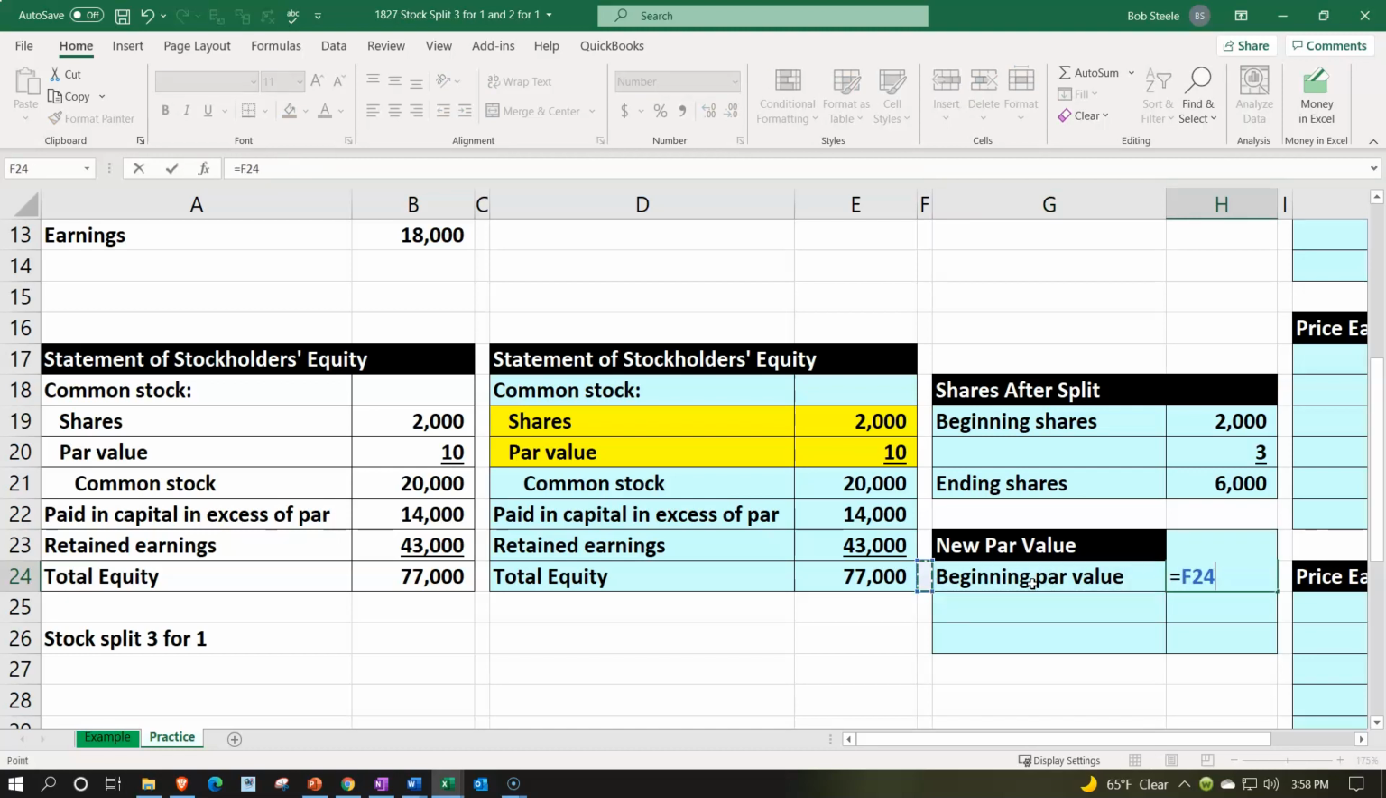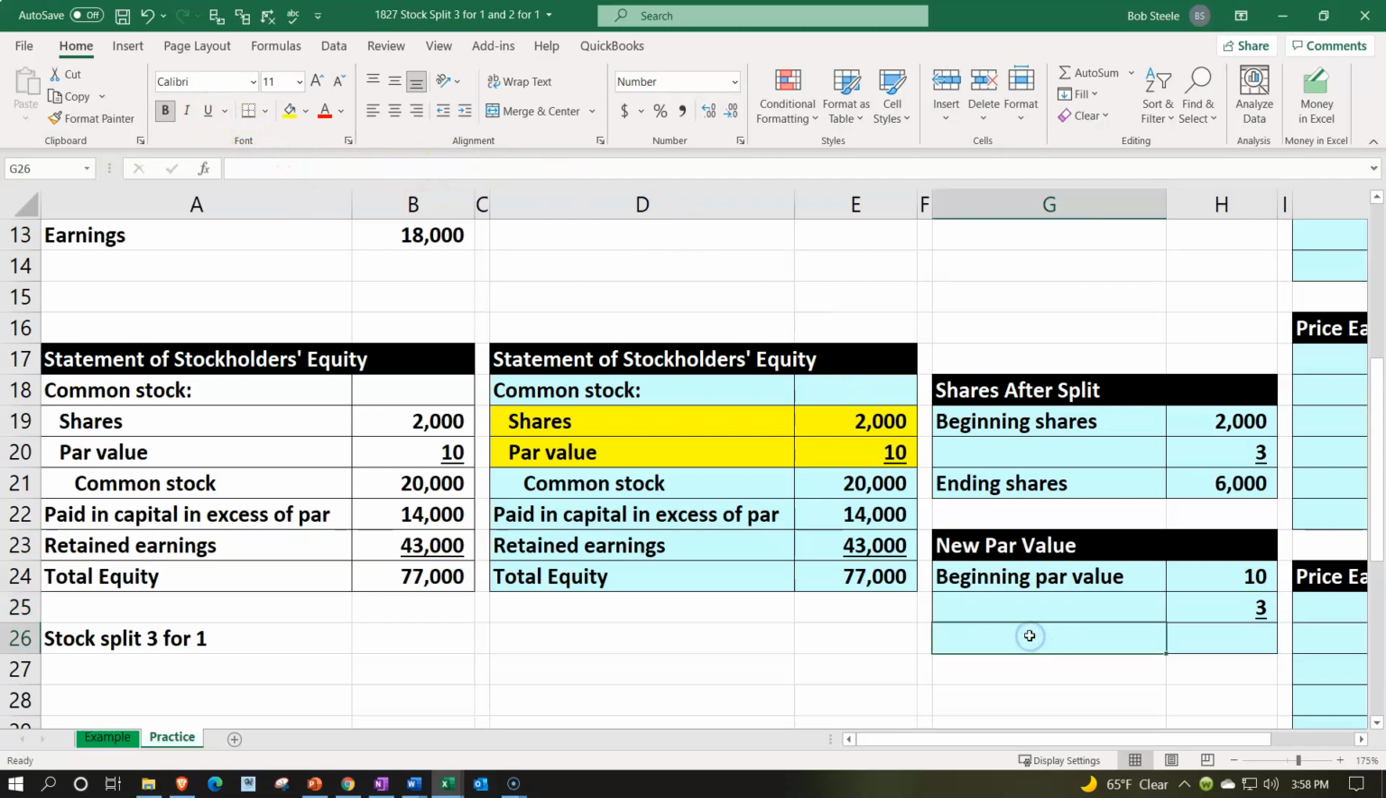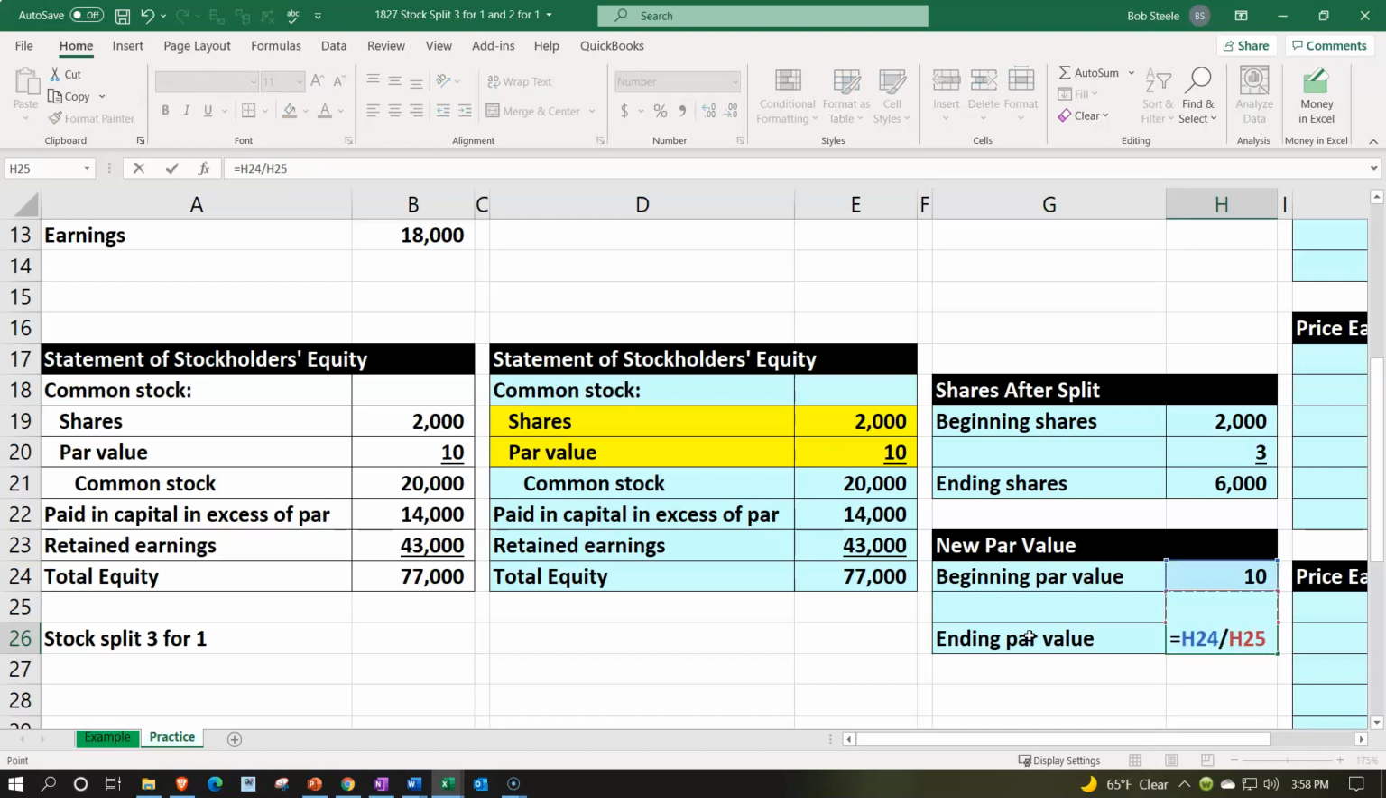I can't spell it. And I'm just going to say that's the 10 divided by 3. We're going to underline it, font group and underline. And that's going to give us our ending par value, which is going to be the 10 divided by the 3. Adding some decimals, that's not an even number.